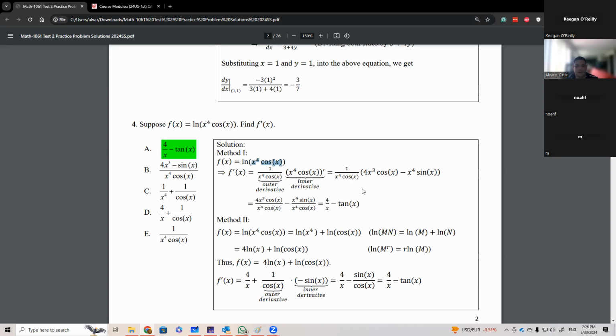Sometimes you can also take advantage with logs of the properties of the log. So for example, you see here, f of x can be considered in a second way, and it's just split by properties of the derivative. The derivative of the log of a product is just the sum of the log of each of the parts inside. So this will be log of x to the 4 plus log of cos.